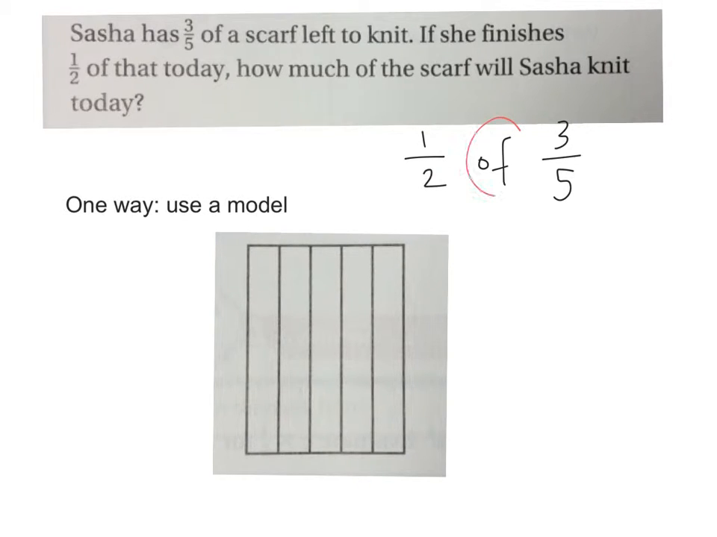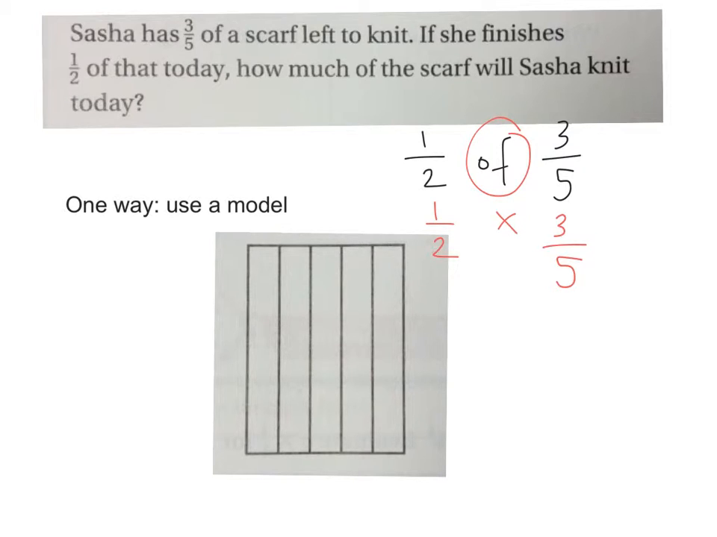Yeah, we know that the word of means multiplication. So half of 3/5 is the same as 1/2 times 3/5. And that will help us figure out how much Sasha is going to knit today. So we already know one way to do fraction multiplication is to use a model. Why is there a rectangle here that's divided into 5 columns?